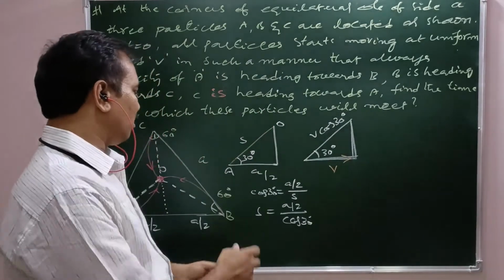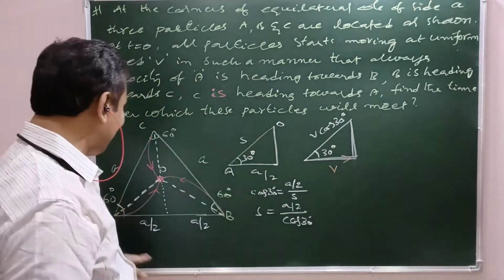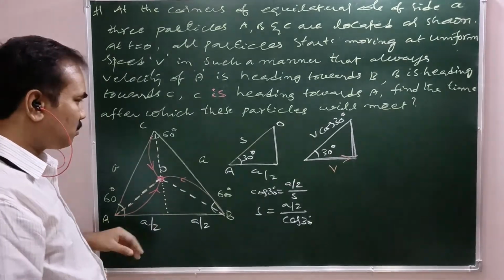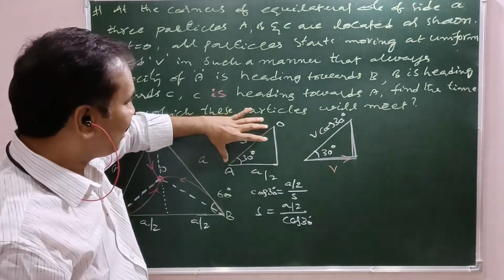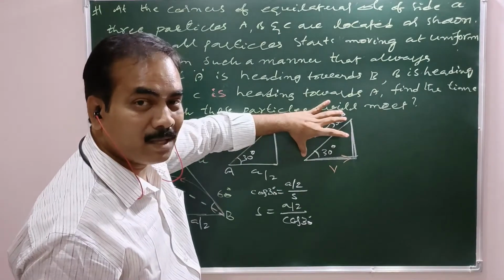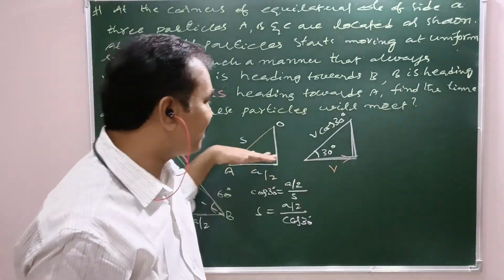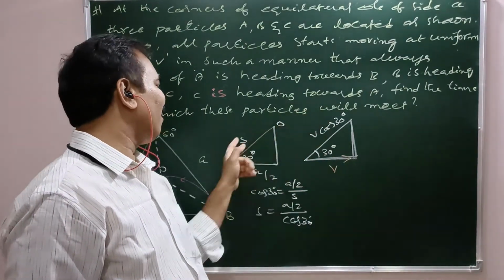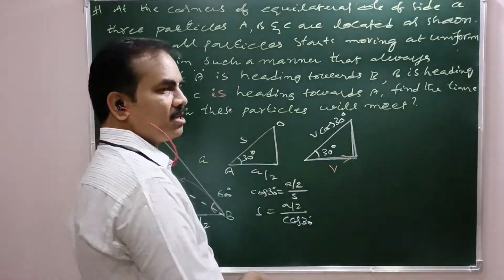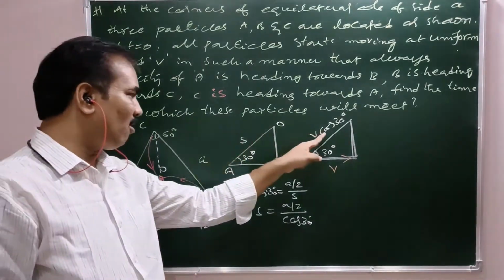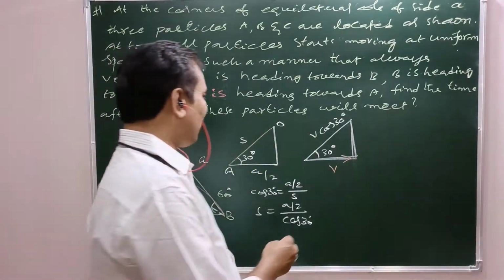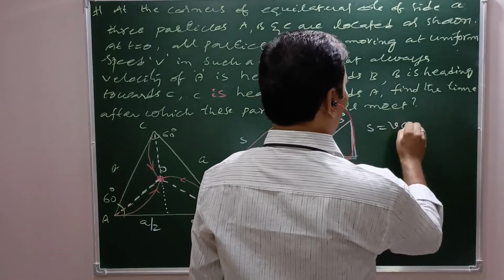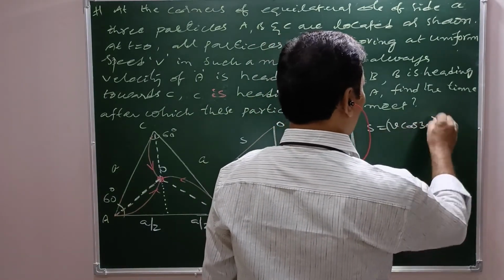Alright. So along the displacement, as far as A is concerned, this is the displacement of A, and in the same direction V cos 30 is the velocity of A. Of course, V is the initial velocity towards B, but its component along the displacement is V cos 30. See, these two are parallel to each other. Now displacement equals velocity into time. That's all: displacement equals V cos 30 into time.